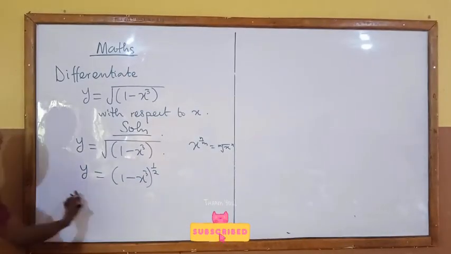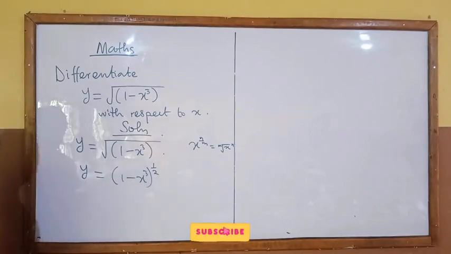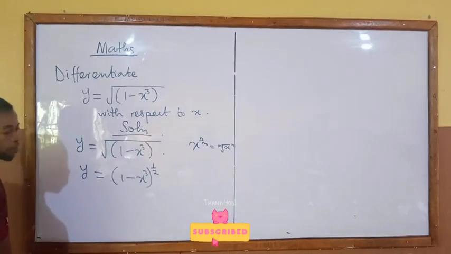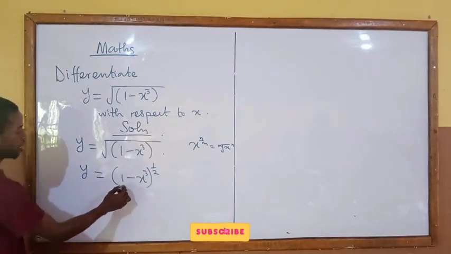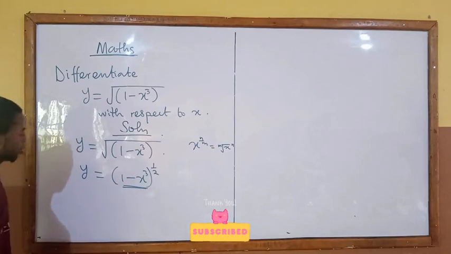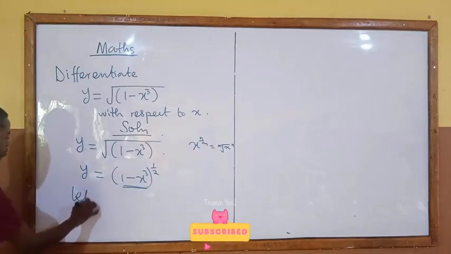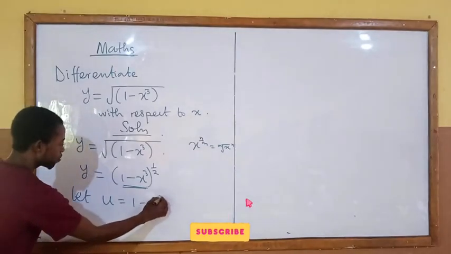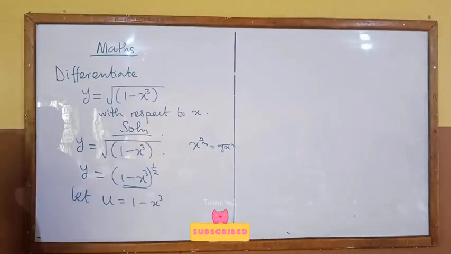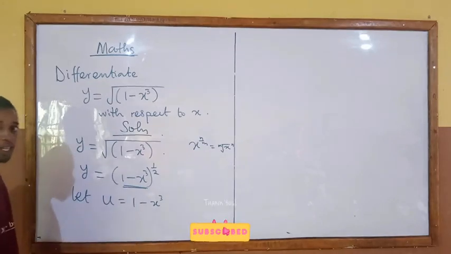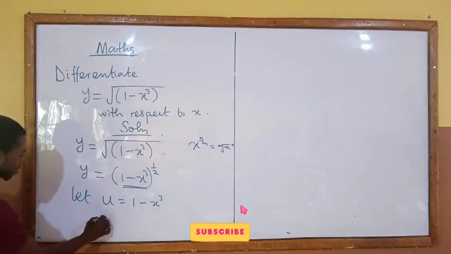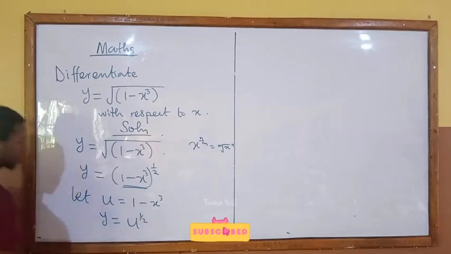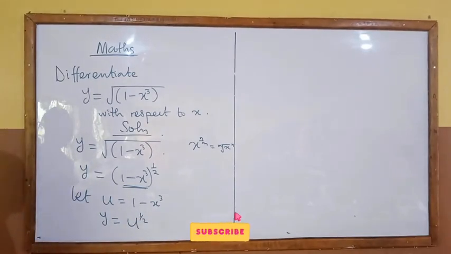Then, looking at this function, we can also write it as a function of a function by representing what is inside here with a letter. So we say let u be equals to 1 minus x cubed. So we have represented 1 minus x cubed with a letter. Then we can now say y will now become u raised to power half.